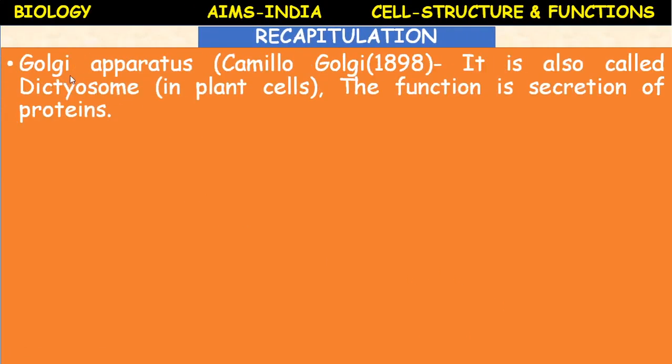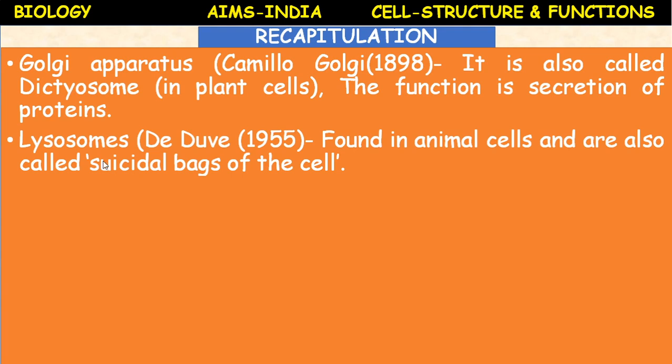And we have discussed that the Golgi apparatus was discovered by Camillo Golgi in 1898. It is also called dictyosome in plant cells. The function of Golgi apparatus is secretion of proteins. Golgi apparatus consists of stacks of membrane-bound vesicles that function in storage. Lysosomes: D. Duve in 1955 discovered these structures. They are fluid-filled bag-like structures found in animal cells only and are also called suicidal bags of the cell.